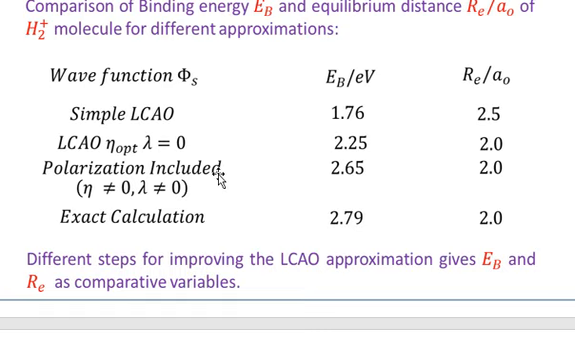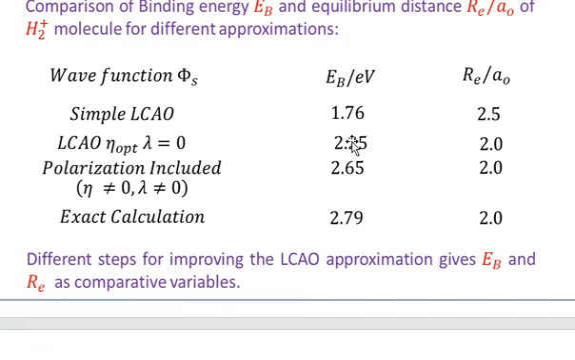So it means that when the polarization is included, with the parameters eta not equal to 0 and lambda not equal to 0, this method gives you the wave function which has a value very close to the exact calculations. Different steps for improving the LCAO approximations give binding energy and the value of Re as comparative variables.